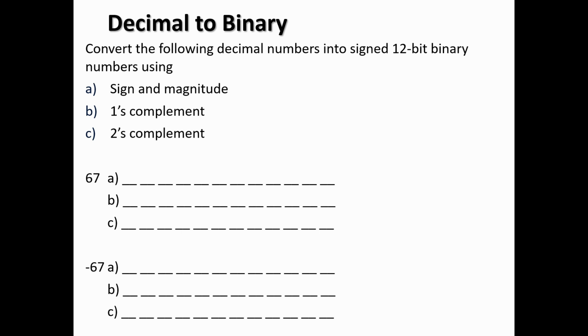So first we need to find 67 in binary. 64, 67, 64 plus 3. So 1, 0, 0, 0, 0, and a 1. That's a 64, but since we're using 12 bits, the first bit is the sign, 0, and then we fill the rest with zeros.